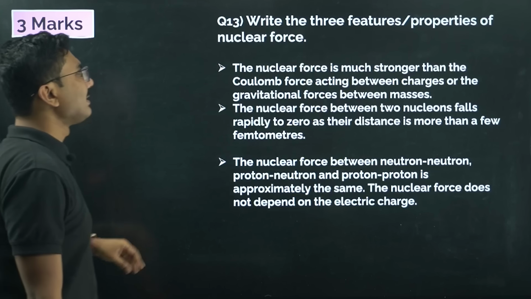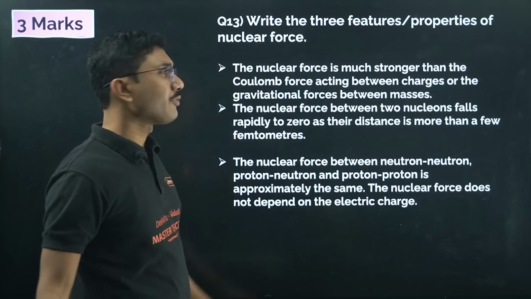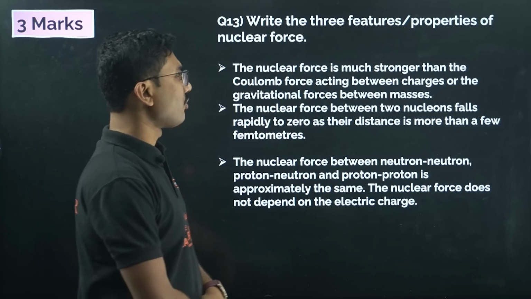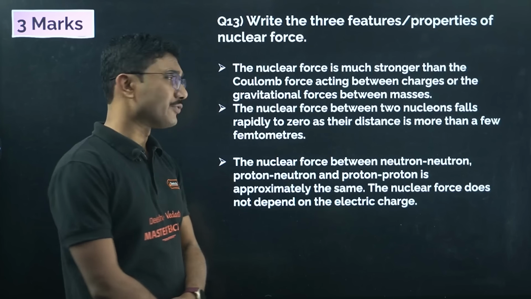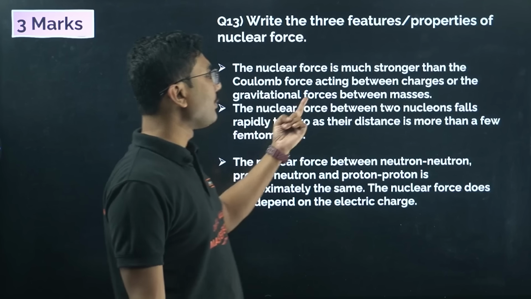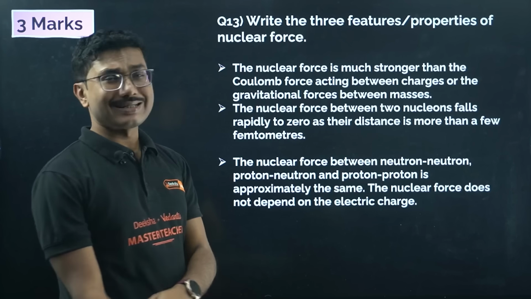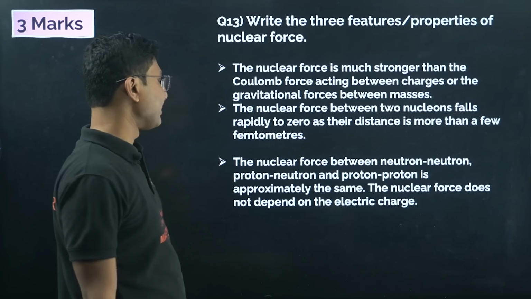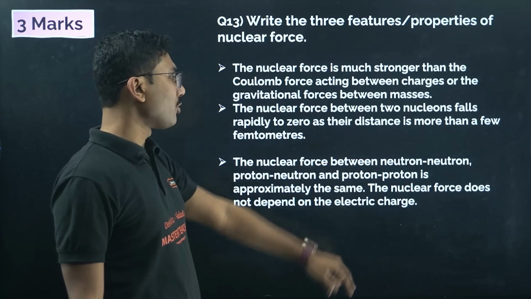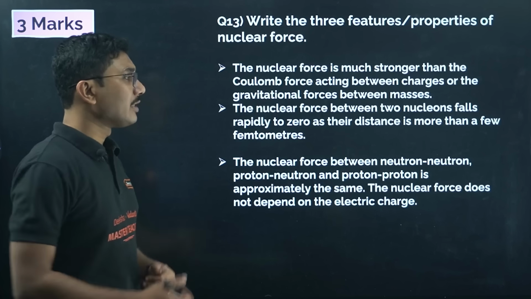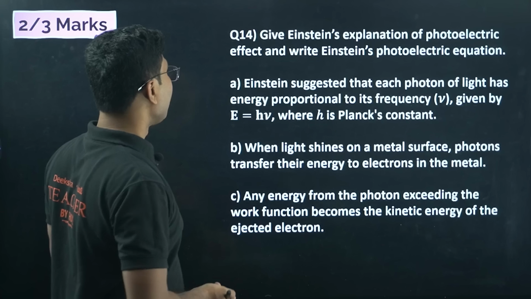Okay, next, write 3 features or properties of nuclear force. Very common question. The nuclear force is much stronger than the Coulomb force acting between the charges or the gravitational force between them. The nuclear force between 2 nucleons falls rapidly to 0 as their distance is more than a few femtometers. The nuclear force between neutron-neutron, proton-neutron and proton-proton is approximately the same. The nuclear force does not depend on the electric charge, right?